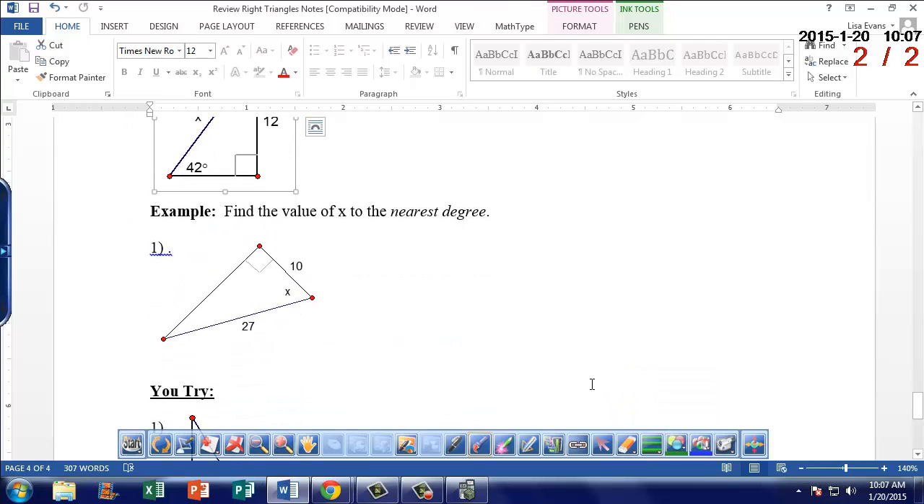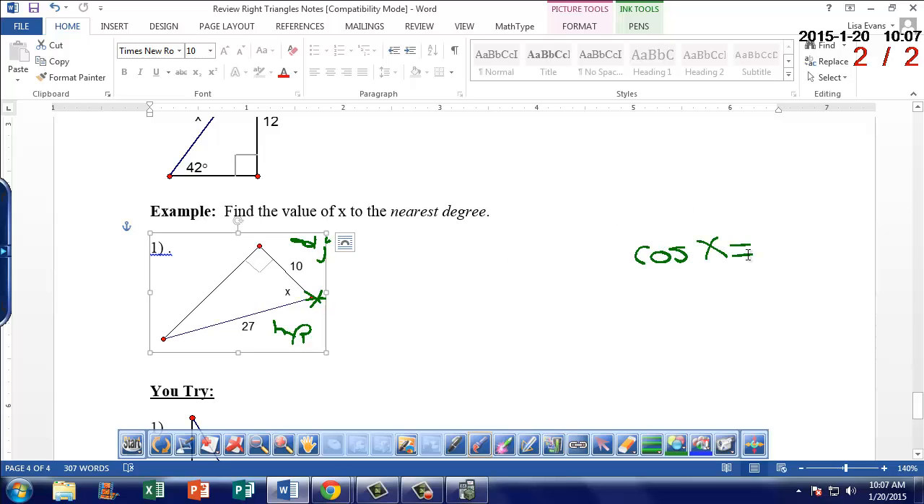Okay, now we're doing the opposite. We're finding the missing degree. So we're going to start with the angle that we want, okay, which in this case is this one. In relationship to this angle, this is the adjacent side, and this is the hypotenuse side. So I know I'm going to use cosine. So I'm going to set this up. I'm going to do cosine of x equals the adjacent first over the hypotenuse.